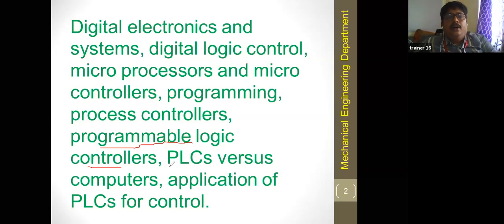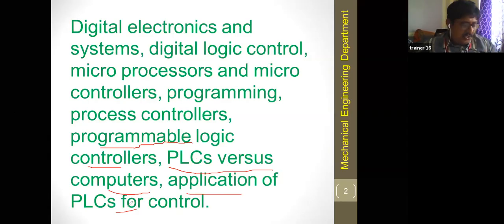And then PLC versus computers, right? What are the differences between PLCs and a normal computer? We will discuss the difference. It's very, very important, that difference also. Many times it is asked for 4 marks. And applications.